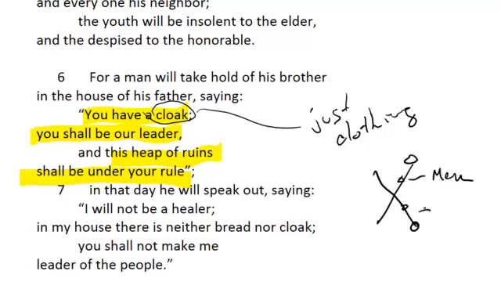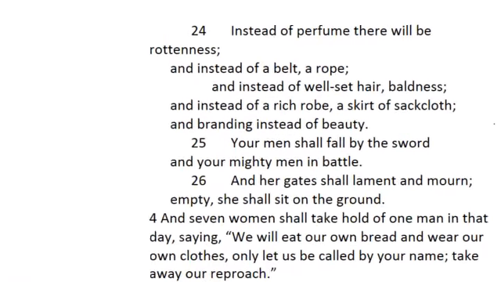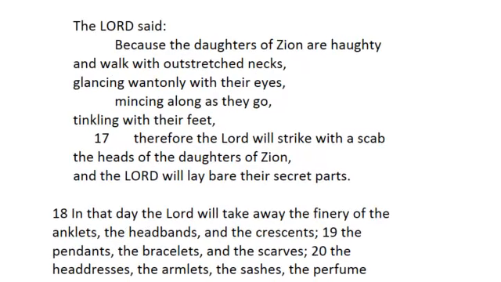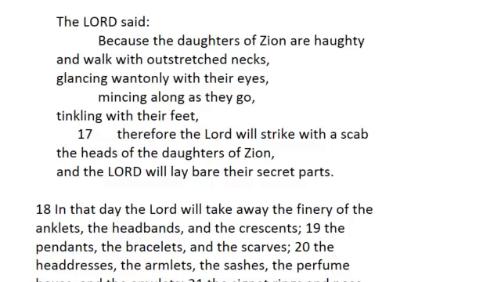And now what I'm going to do is show you how women are basically talked about in the opposing section. If we look at the second section of this alternative section here, it says, "The Lord said, because the daughters of Zion are haughty and walk with outstretched necks, glancing wantonly with their eyes, mincing along as they go." You can hear the contempt in Isaiah for these high-fashion, fancy women that think there's something special, tinkling with their feet.